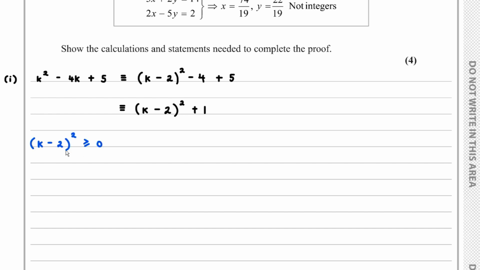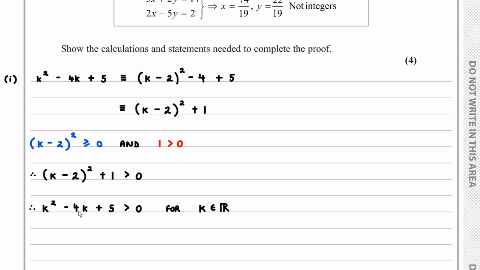Now, k subtract 2 all squared is greater than or equal to 0, and of course 1 is greater than 0, meaning k subtract 2 all squared plus 1 is greater than 0, and because the left hand side is equivalent to k squared subtract 4k plus 5, we can therefore conclude k squared subtract 4k plus 5 is greater than 0 for all real values of k.